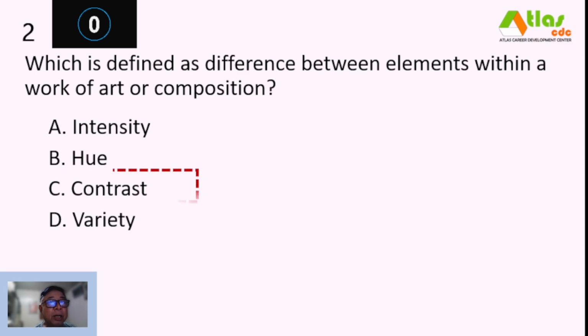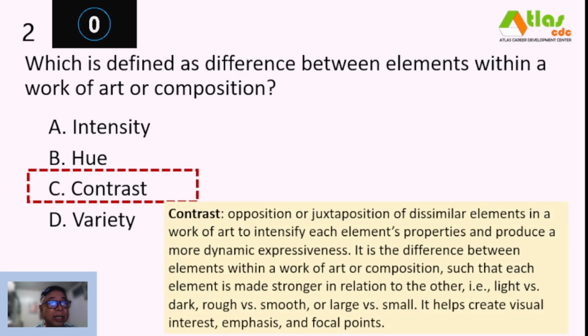And our correct answer is letter C. Contrast. So contrast means the opposition or juxtaposition of dissimilar elements in a work of art to intensify each element's properties and produce a more dynamic expressiveness. It is the difference between elements within a work of art or composition, such that each element is made stronger in relation to the other. That is, light versus dark, rough versus smooth, or large versus small. It helps create visual interest, emphasis, and focal points.